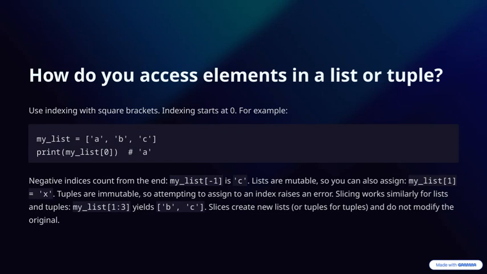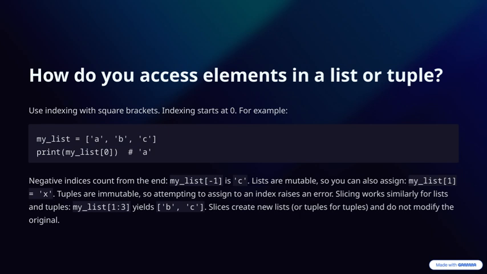Let's talk about how indexing works with lists and tuples. Negative indices are really handy because they count from the end of the list or tuple. For example, my_list[-1] gives us the last element, which is C in this case. Lists are mutable, meaning you can change their elements after creation. So you can assign a new value like my_list[1] = 'X', and that will replace B with X. On the other hand, tuples are immutable, so trying to assign a new value to an index will raise an error. This difference is important to keep in mind when choosing between lists and tuples.